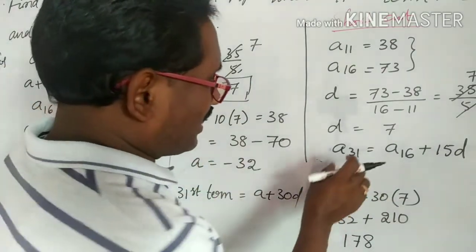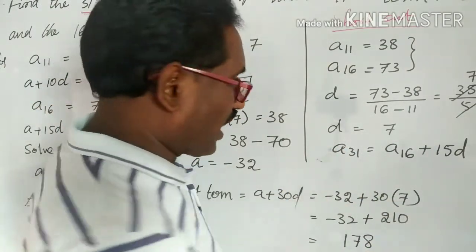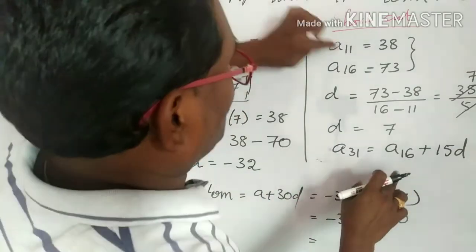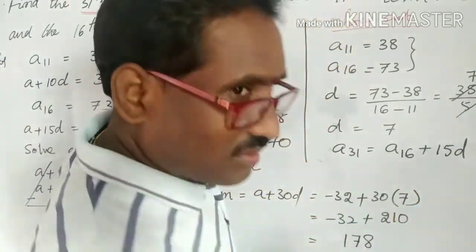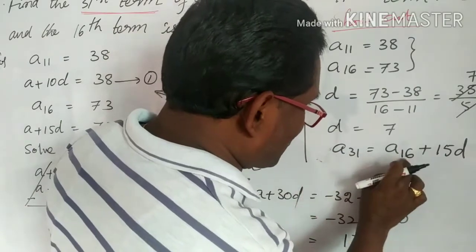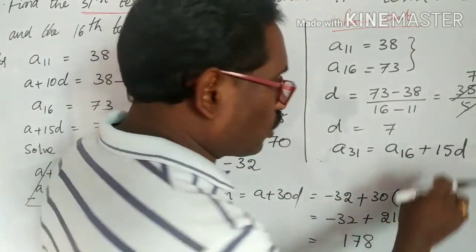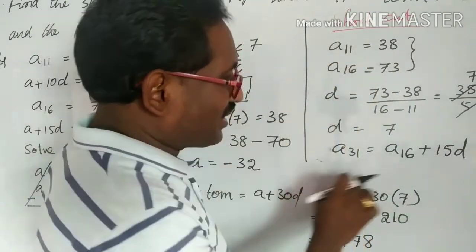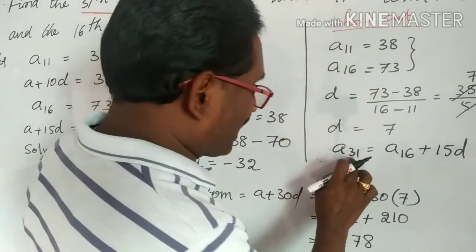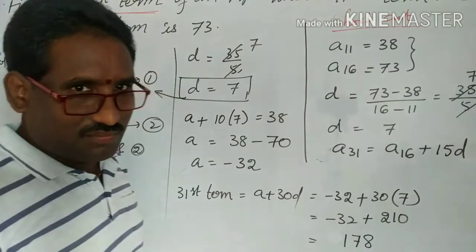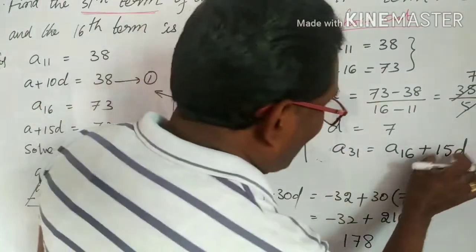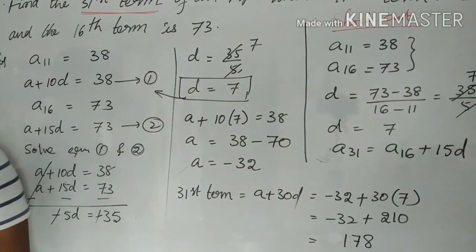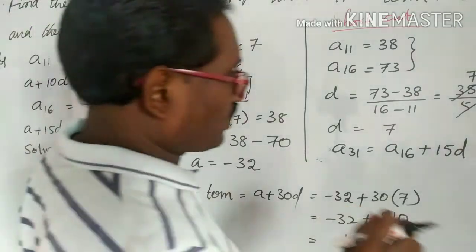Once again see. If you want to find the 31st term, it means 16th term plus 31 minus 16, how much? Plus 15D, add. Suppose if you take this 11th term, 31 minus 11, how much? 20. Plus add 20D. Okay? Like that we must do.